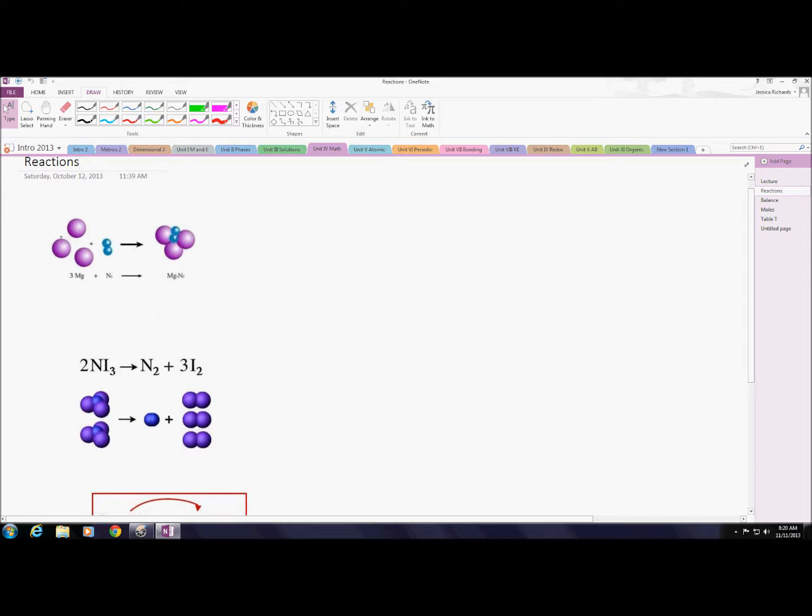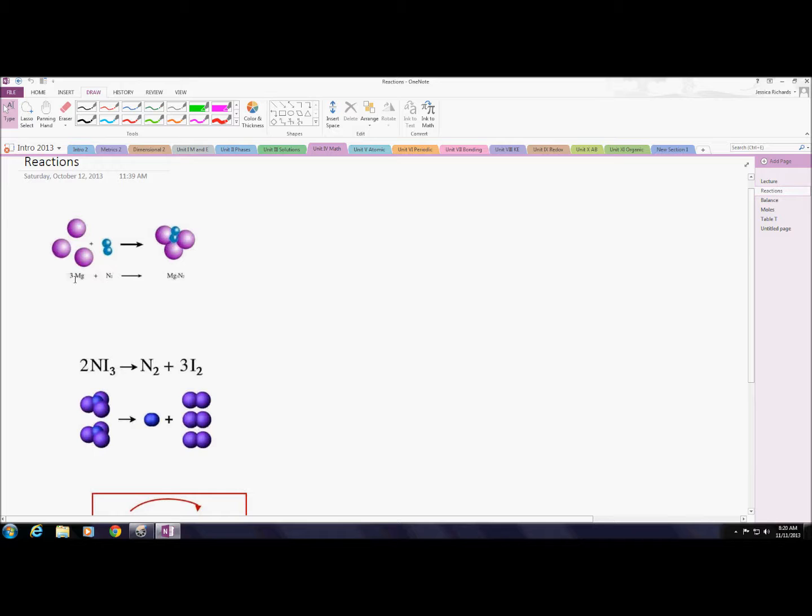If you look at the one with the models, these are going to be what we call balanced equations because our final product over here needs to be made with three magnesiums and two nitrogens. So we have to start with 3 magnesiums and our 2 nitrogens.